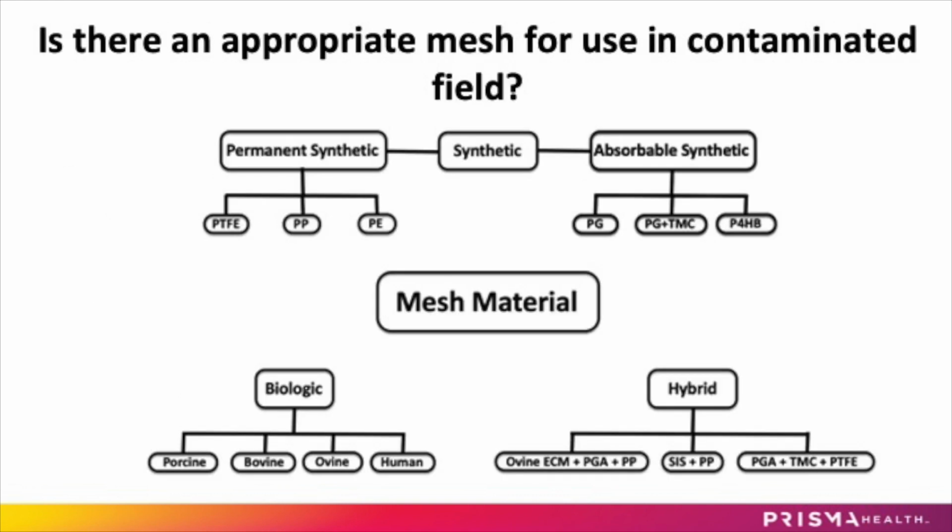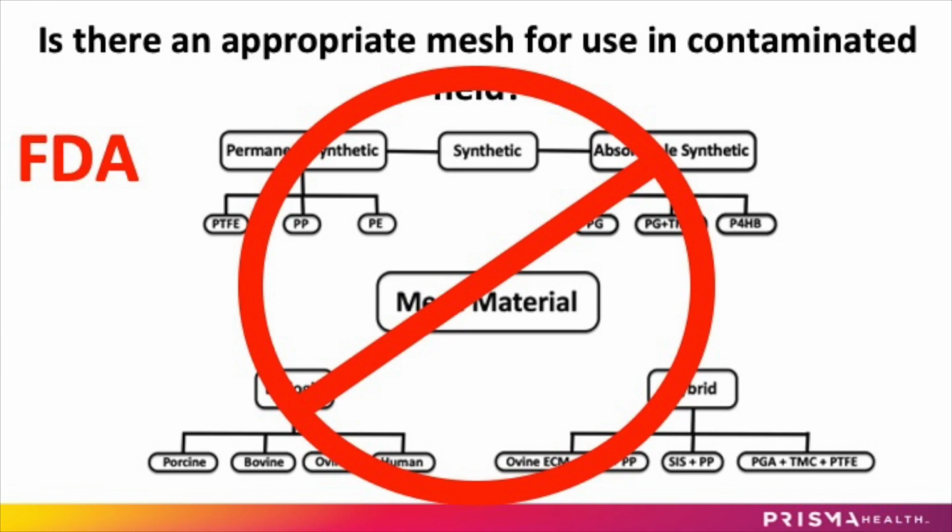So, what is the optimal mesh for use in the setting of contamination? There are a lot of possible options out there now. There's the classic permanent synthetic meshes comprised of PTFE, polypropylene, or polyester with a whole variety of constructs within each category. There are absorbable synthetic meshes that typically have a life of somewhere between 6 and 18 months. We have biologic meshes from various sources, as well as some hybrid meshes still available on the market. Well, per FDA guidelines, there are actually no meshes that are currently indicated for use in a contaminated field.